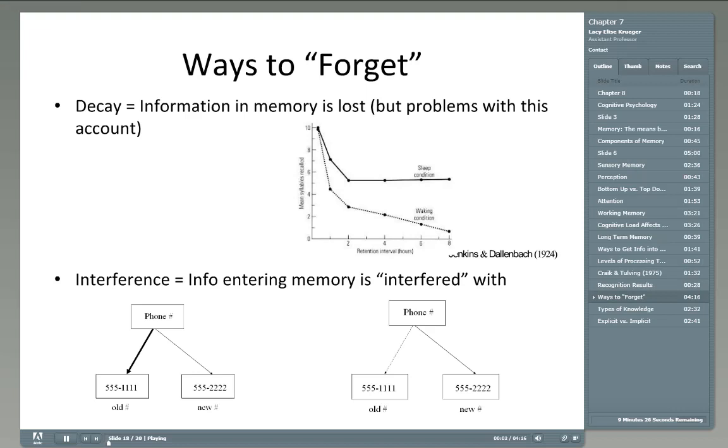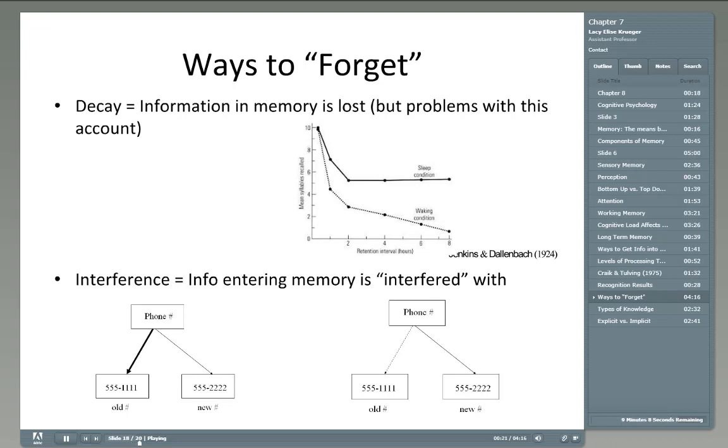Overall, what we're suggesting here is we want to make things that are connected to other items in memory. We want to think about it in an elaborate way. We want to think about it in a deeper way to make sure that it gets into long-term memory and that it's more likely to be maintained.